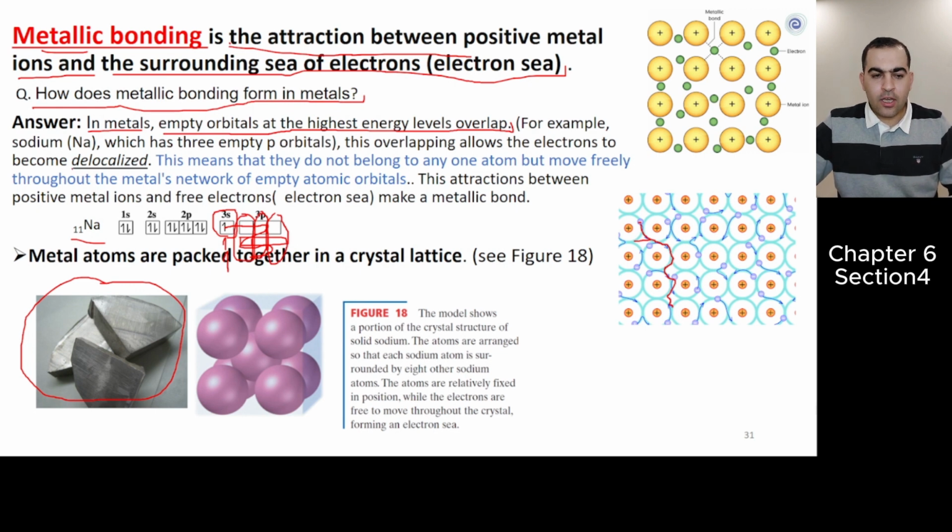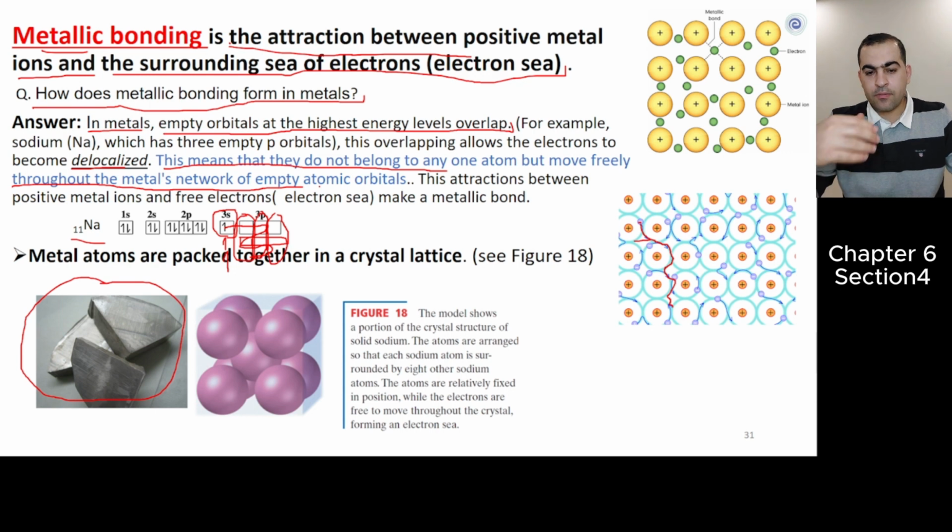Delocalized. What does delocalized mean? It means they do not belong to any one atom but move freely throughout the metal's network of empty atomic orbitals. What are the empty orbitals here? For example, for sodium it is the 3p empty orbitals, but in the d block, for example, we have 3d, and they also have empty orbitals in 4p, where the electrons move. So here we talk about the sodium atom.